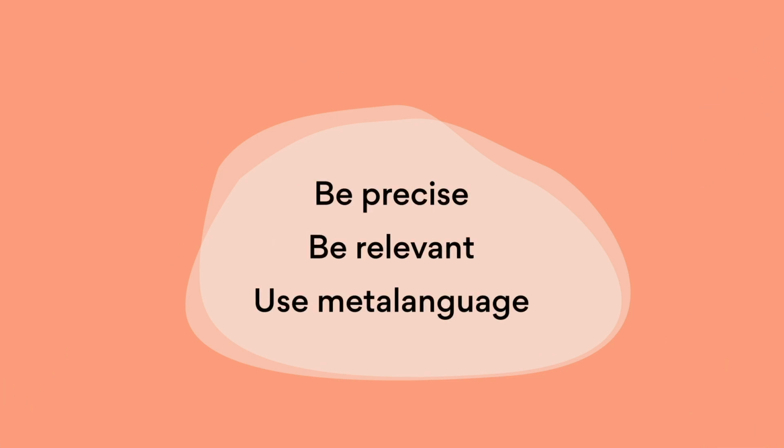AC writing can be difficult to begin with, but can become quite straightforward and formulaic once you get used to being able to discuss a text without relying on the prompts from short answer questions. Just remember to be precise, be relevant, and use meta-language.